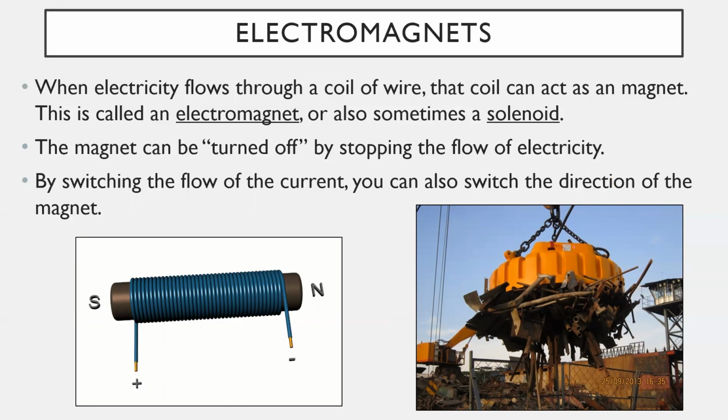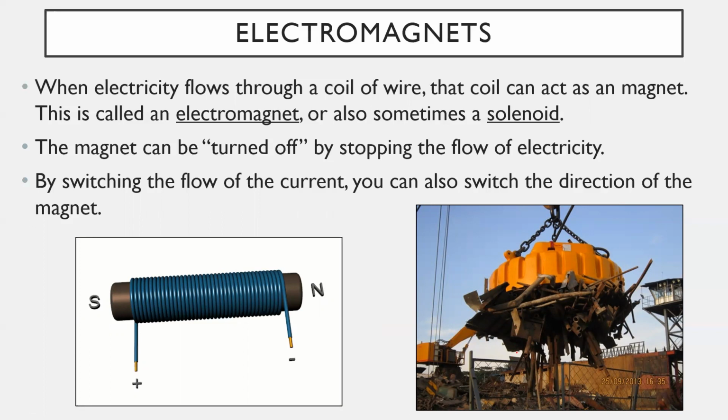But what's nice about this is it's not a permanent magnet, right? So it's not like a fridge magnet that just stays as a magnet all the time. If you stop flowing electricity through here, the magnet will no longer work. So in other words, they can just flick a switch and all of this stuff will drop down because the magnet is no longer magnetized. Kind of cool. So by switching the flow of current, you can also switch the direction of the magnet.